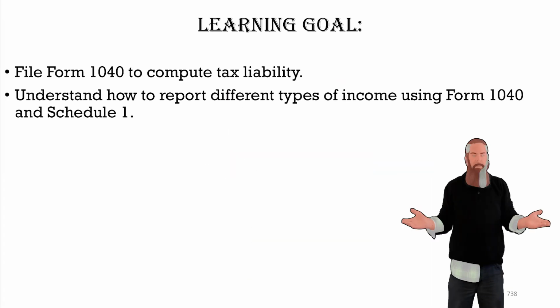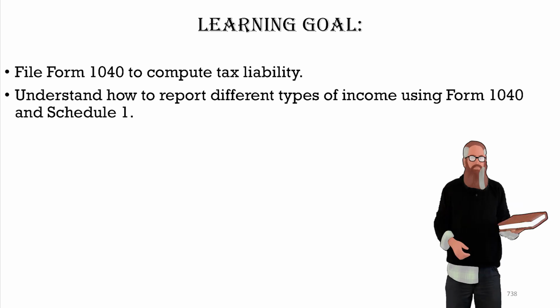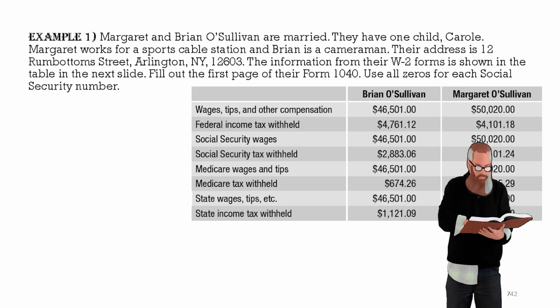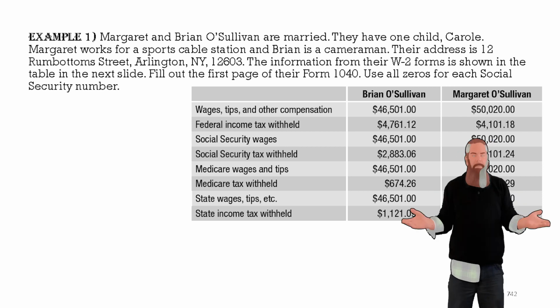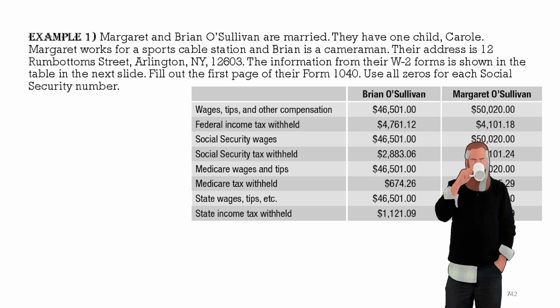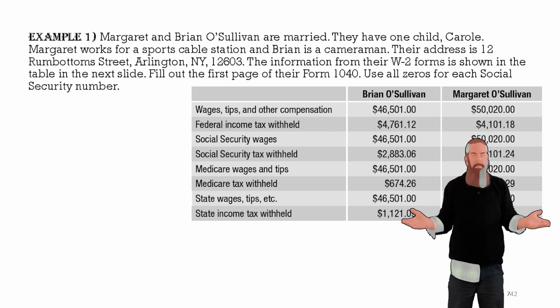Now, let's file a Form 1040 to compute tax liability. Margaret and Brian O'Sullivan are married. They have one child, Carole. Margaret works for a sports cable station and Brian is a cameraman. Their address is 12 Rumbottoms Street, Arlington, New York, 12603. The information from their W-2 forms is shown on the screen.